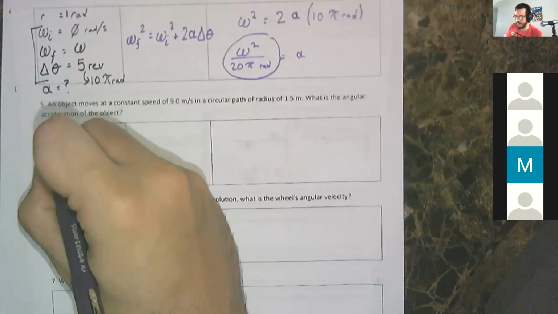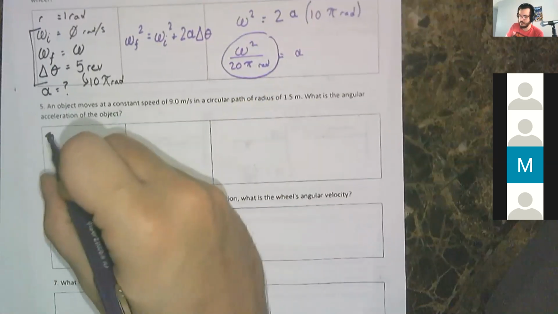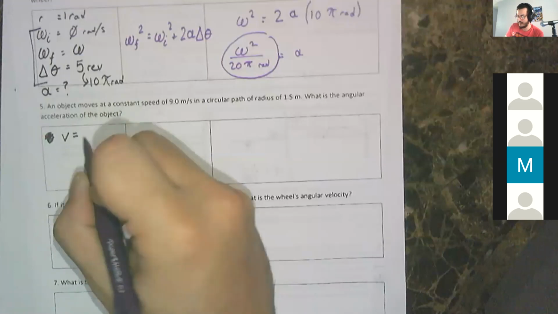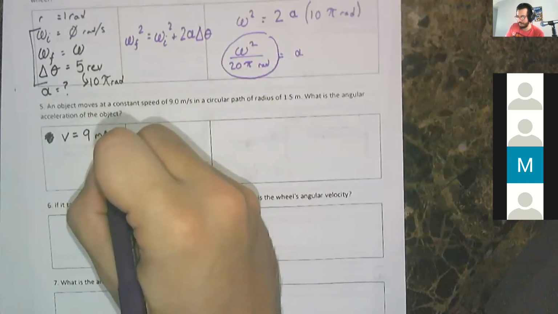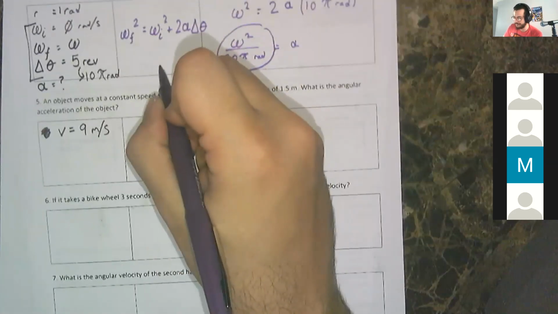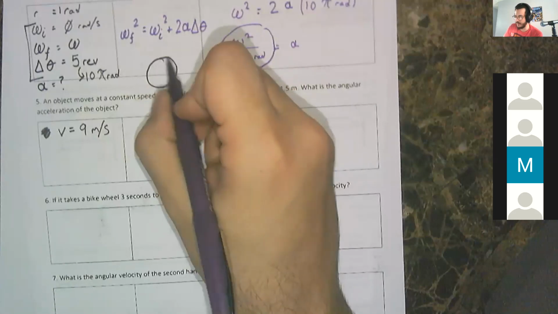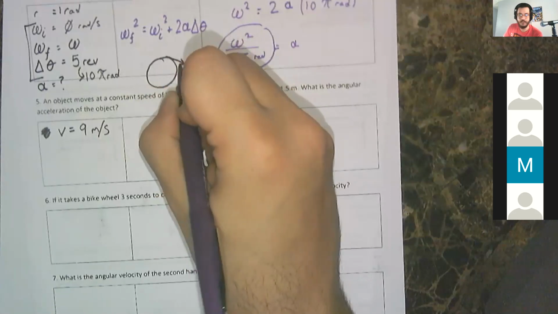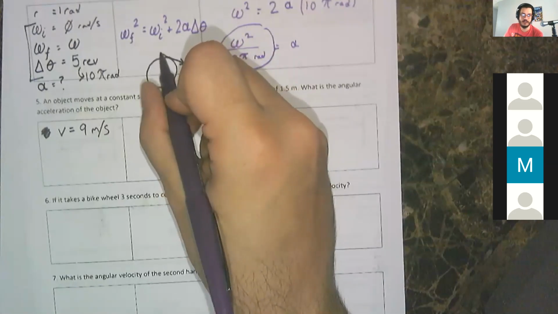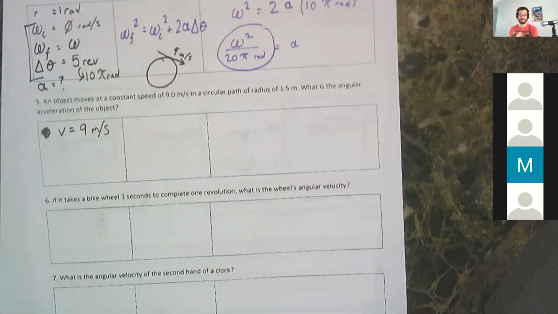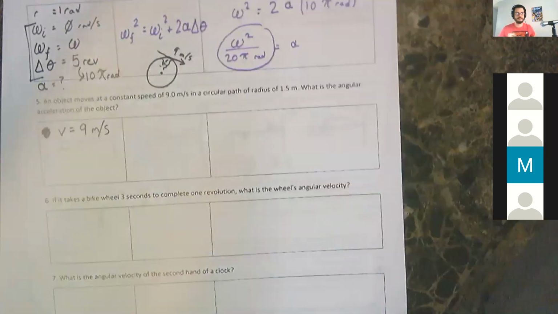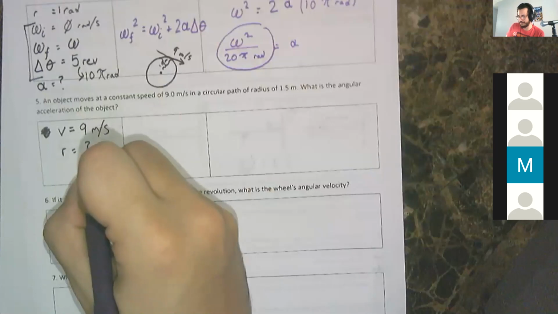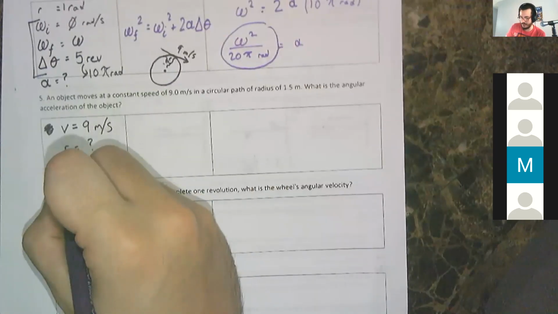All right, so our constant speed, and this is in meters per second. Meters per second is tangential speed because it's in a circle, so it's got to be tangent. So what does this look like if you are a visual person? Imagine we've got something spinning, and we are saying that a point on the outside at some point would be moving at 9 meters per second. And it has a circular path of radius 1/2 meter. That is 1/2 meter right there. So we know our radius as well. We're asked for the angular acceleration.